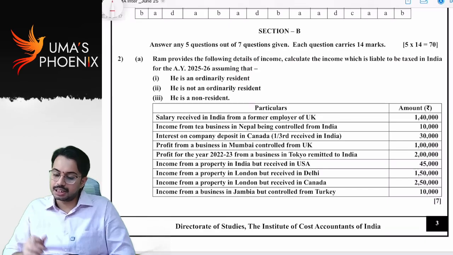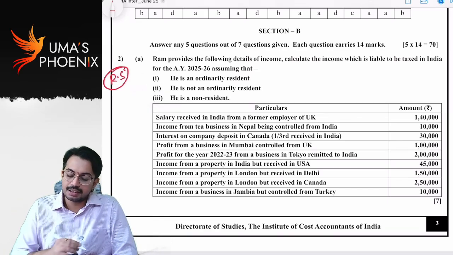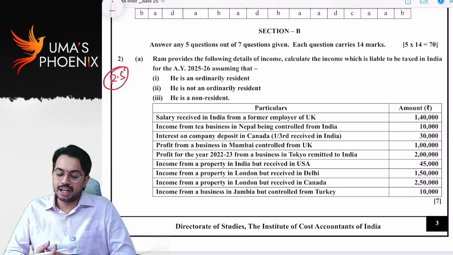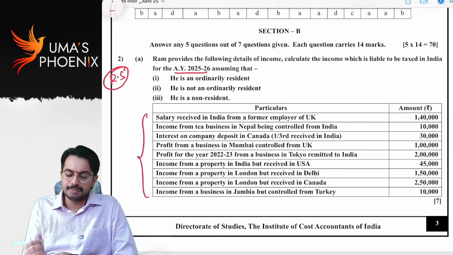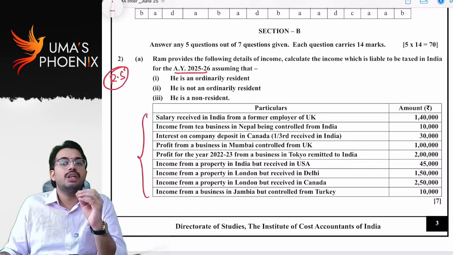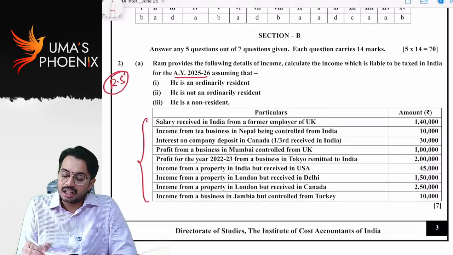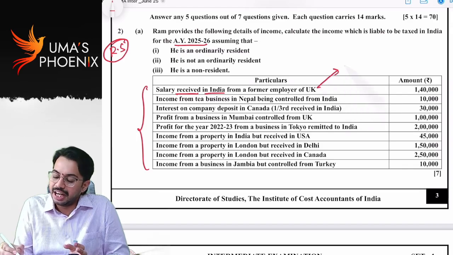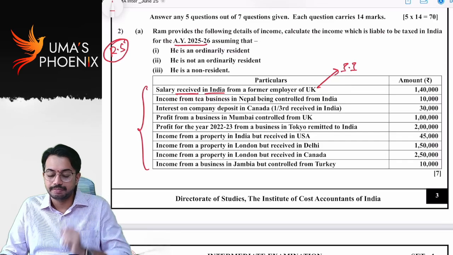Now let us discuss questions. This question is from residential status. Ram provides the following details of income. Calculate the income which is liable to be taxed in India for assessment year 25-26. Here a list of incomes is given, and we need to tell how each income is taxable for ROR, RNOR and non-resident. Salary received in India: the moment it is received in India, it is Indian income, and Indian income is taxable for all.